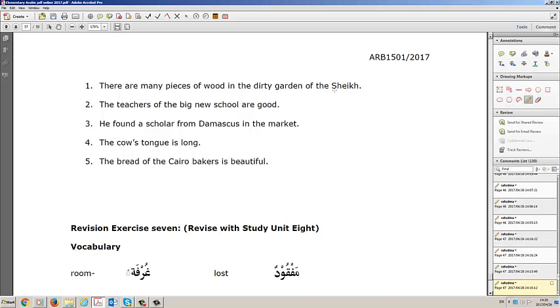So we could say في حديقة الشيخ الوسخة. Okay, قطع, the plural of pieces is قطع الخشب, قطع الخشب الكثيرة, قطع الخشب الكثيرة.